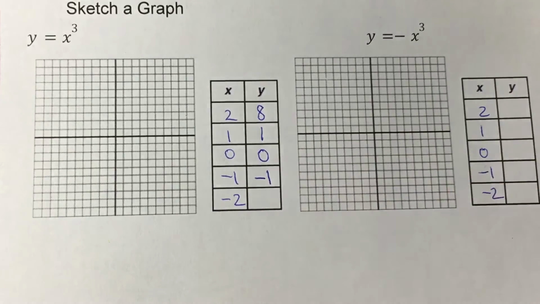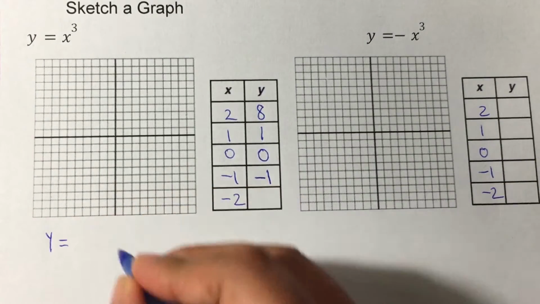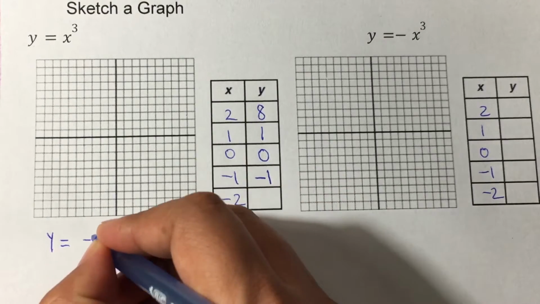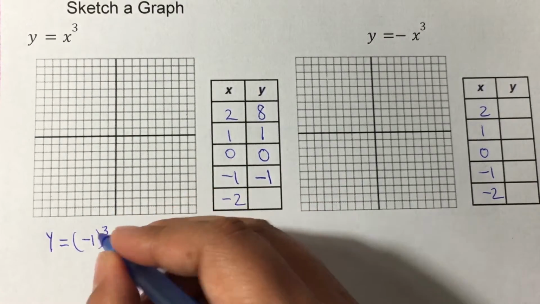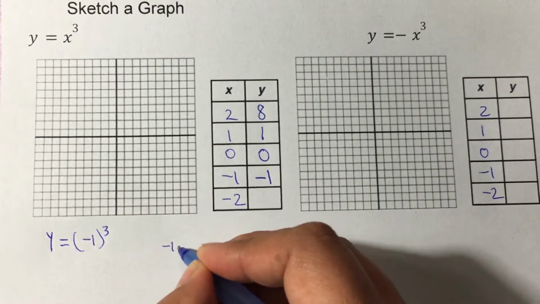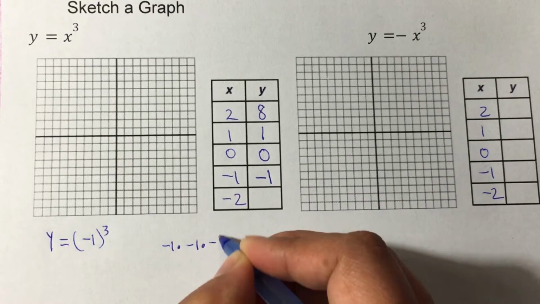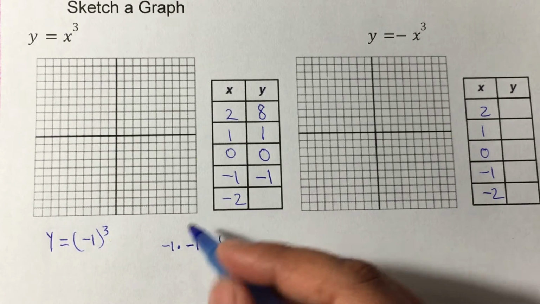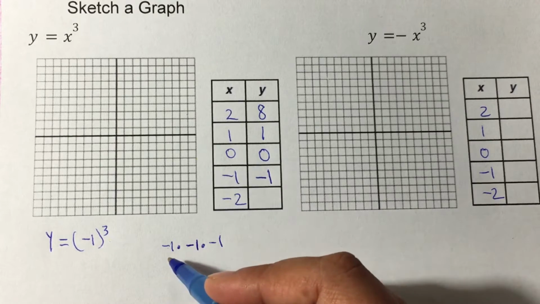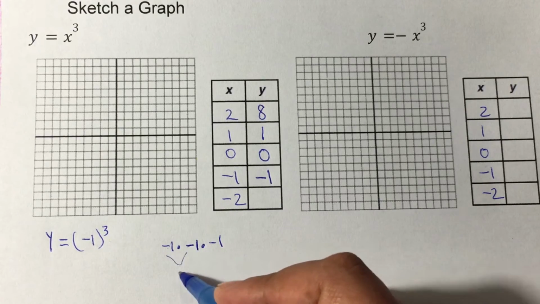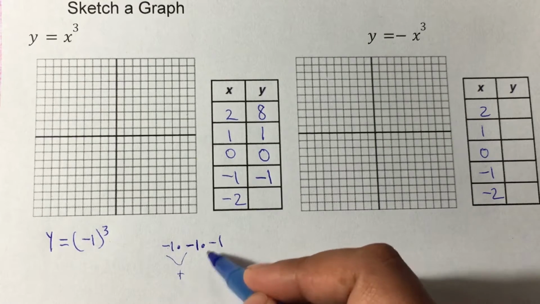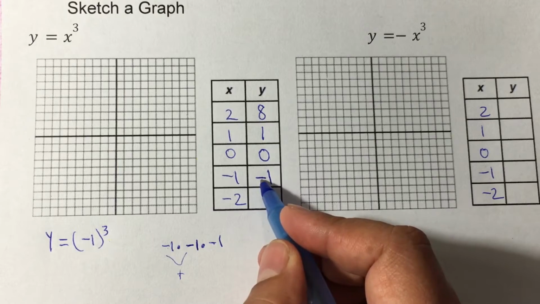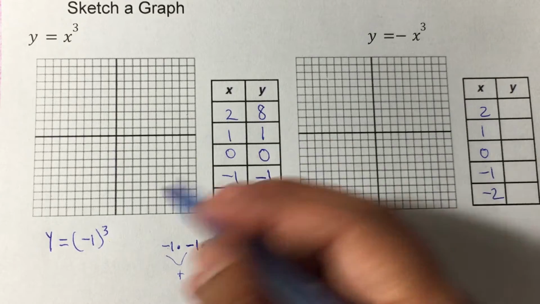So let me write that one down just to make sure. So y is equal to negative 1 cubed. But remember that this means negative 1 times negative 1 times negative 1, 3 times. This is telling me how many times to multiply the base, including its sign. And so negative 1 times negative 1 becomes positive, but then positive times negative becomes negative. That's why it ends up being negative. And 1 times 1 is 1.